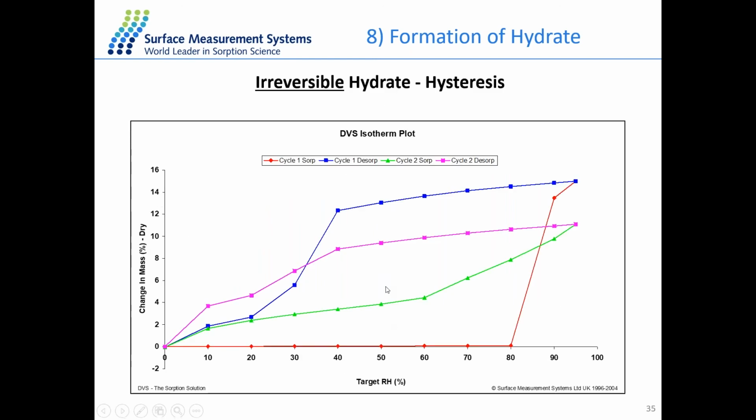And if we perform the experiment over two different cycles, and this time the first cycle and the second cycle are different in this case, then this is an irreversible hydrate formation. During the first cycle, the sample is already changing its structure, so the second cycle is a different sample compared to the original sample.